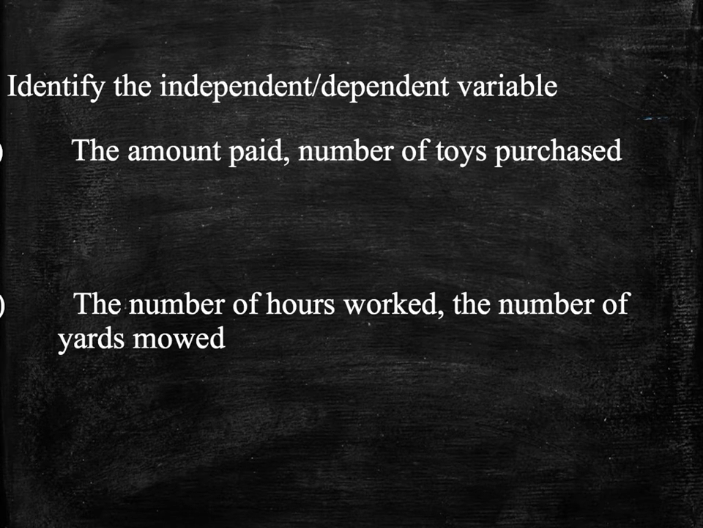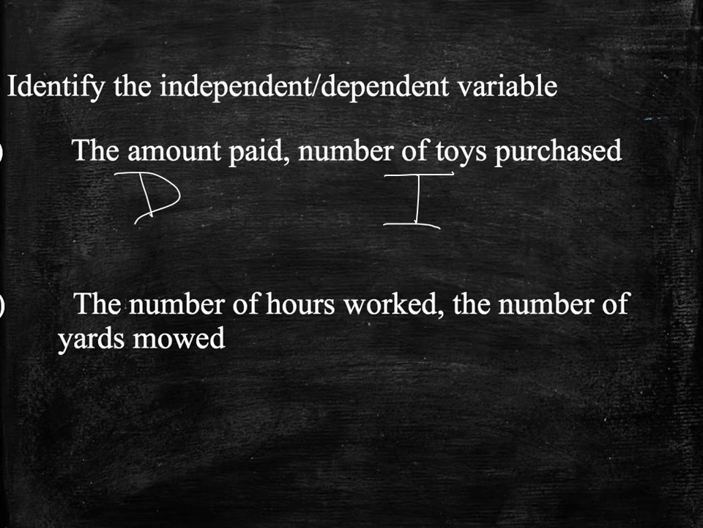We need to identify the independent and dependent variable. So we have the amount paid versus the number of toys purchased. Well, how much I pay depends on how many toys I buy. So the independent variable here is the toys purchased. The dependent variable is the amount paid. If I buy more toys, then I have to pay more.